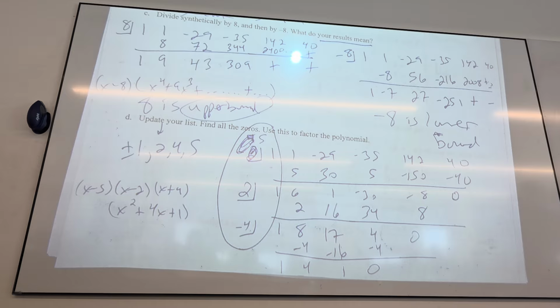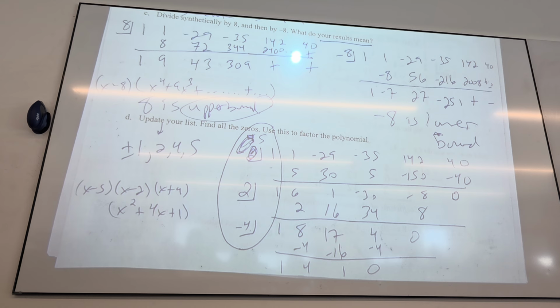Now, real quick. Can we factor that further? No. Why not? Yeah, you can't find factors of 1 that add to 4. Actually, they do exist, they're just not whole numbers. So there are no whole-number factors of 1 that add to 4. Okay.